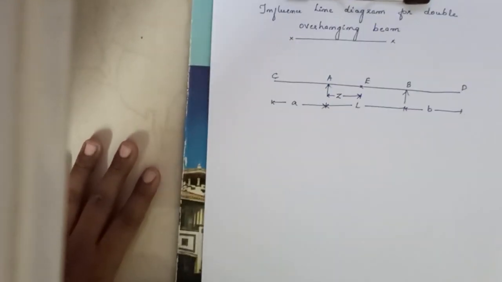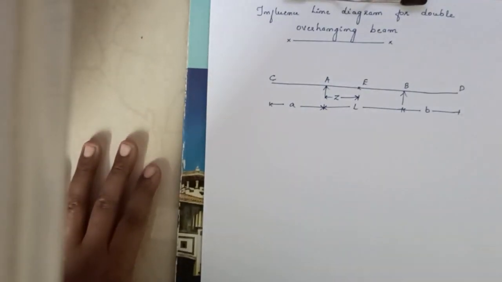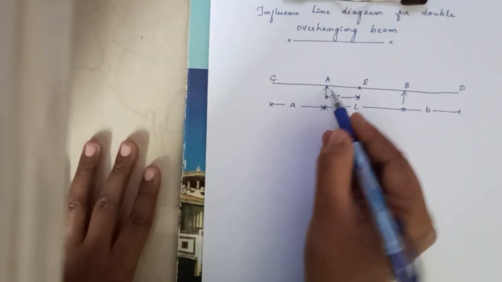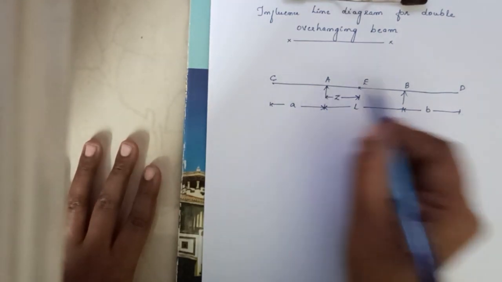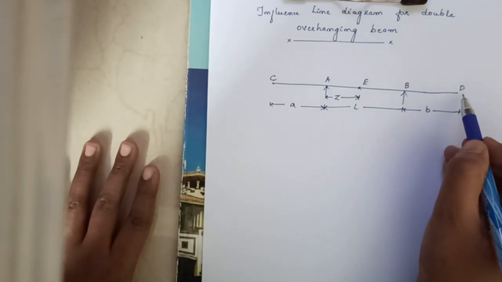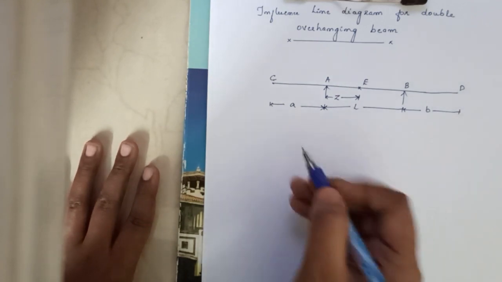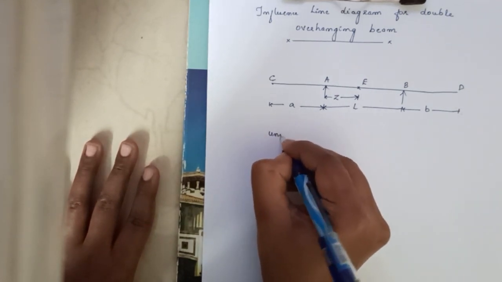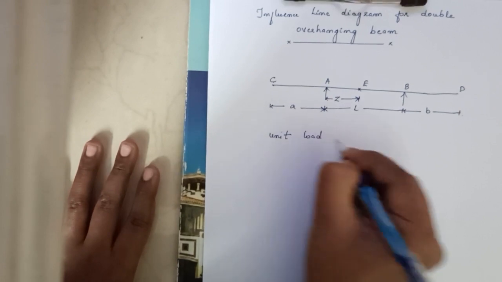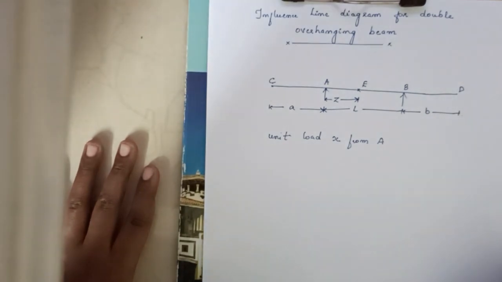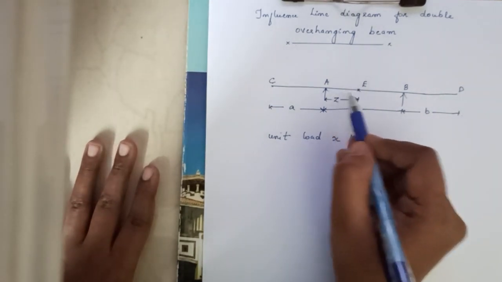We have to draw the influence line diagram for reactions, bending moment and the shear force for this double overhanging beam. Consider a unit load moving from left to right. First, consider a unit load at a distance x from A.